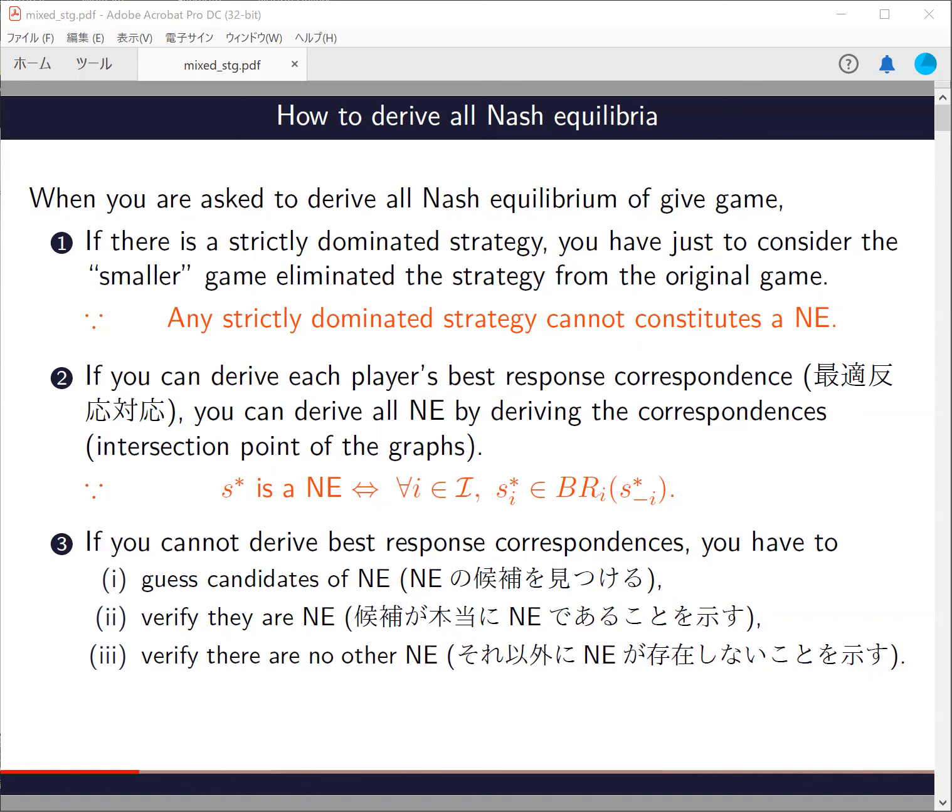Lastly, if you cannot derive best response correspondences, you can guess what the strategy profile is in Nash equilibrium and then verify that they are actually Nash equilibria. Finally, also show that there are no other Nash equilibria.